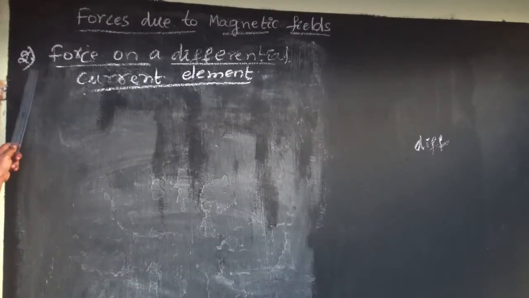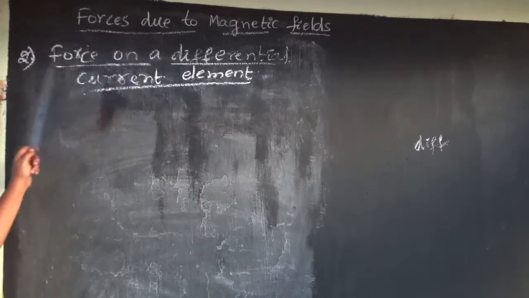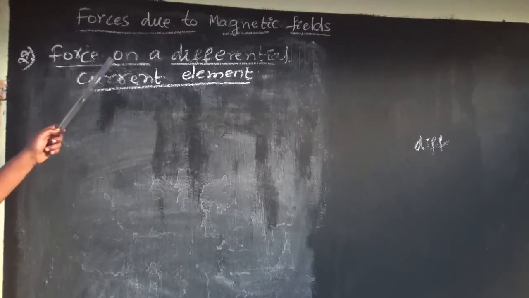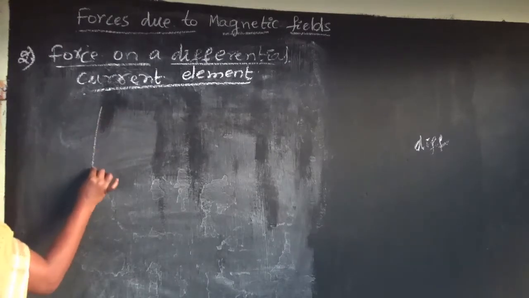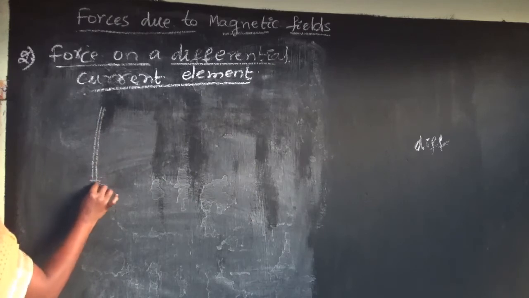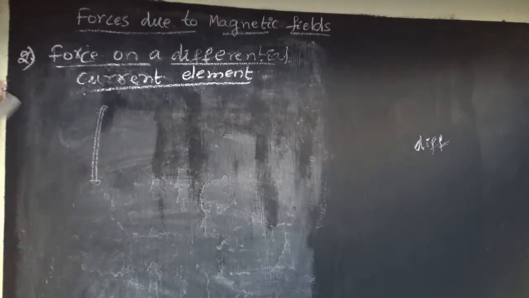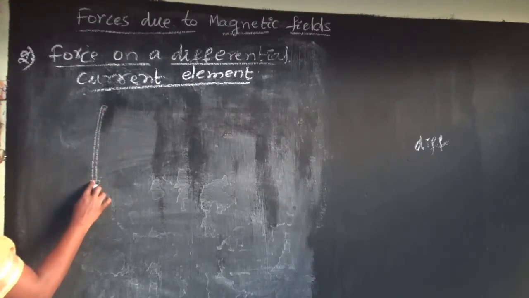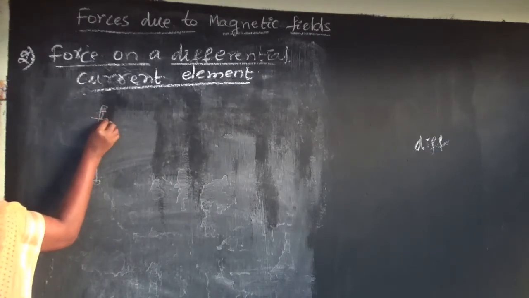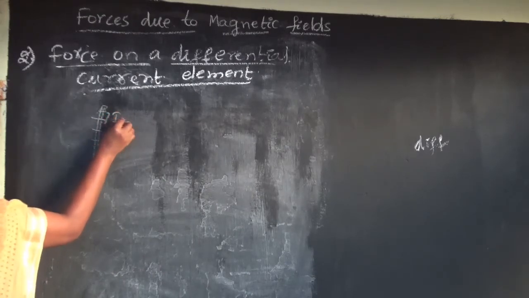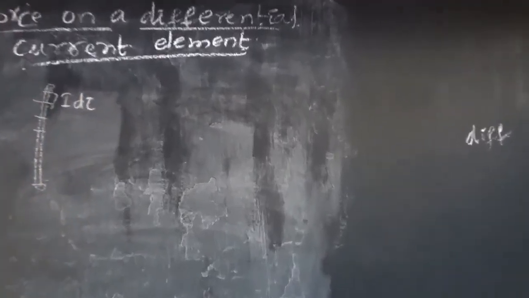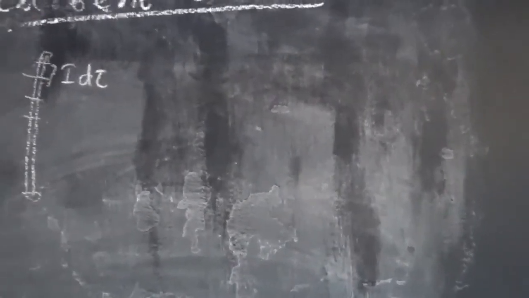The second force due to the magnetic field is the force on a differential current element. So what is the force on a differential current element of the magnetic field? We know that a very long current carrying conductor will be divided into small differential current elements. This element is called a current element, and it is of a very small length, ideal. So, force on a differential current element.